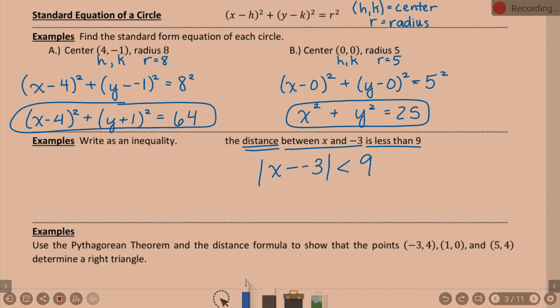Now, the one cleanup I would do: what do we know about minus negative 3? It's x plus 3. This isn't because it's absolute value, that's just because that's what it is. So the absolute value of x plus 3 is less than 9.